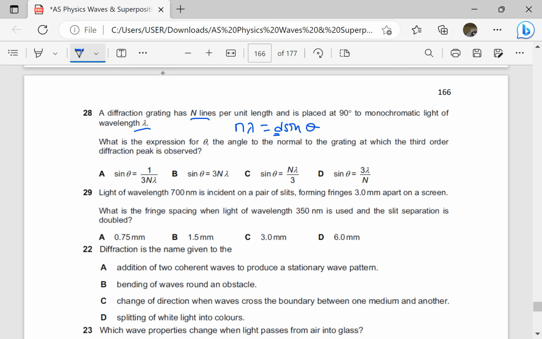But remember, d is 1 over capital N. So n times lambda is equal to 1 over capital N sine of theta. Which means, and remember, small n is 3 because it is third order. So we shall say 3 times lambda, then times capital N is equal to sine of theta. Which precisely implies that our answer is going to be option B.